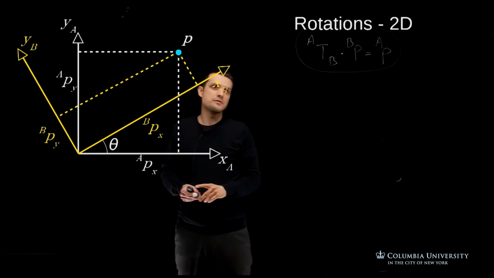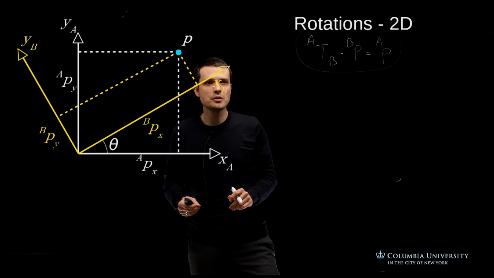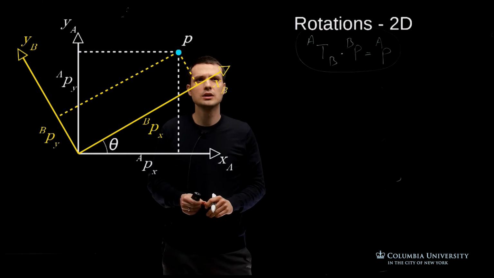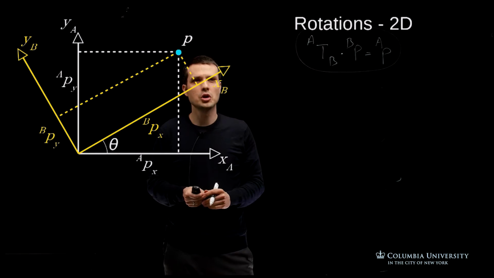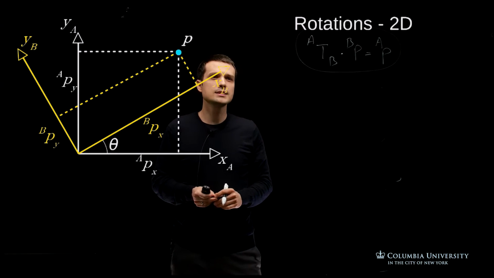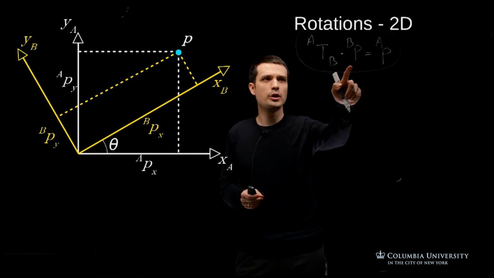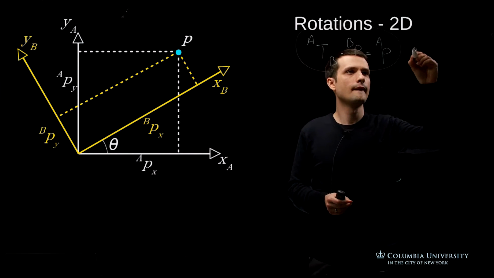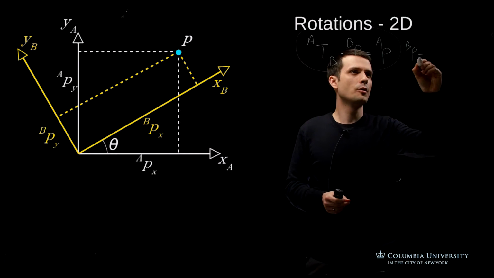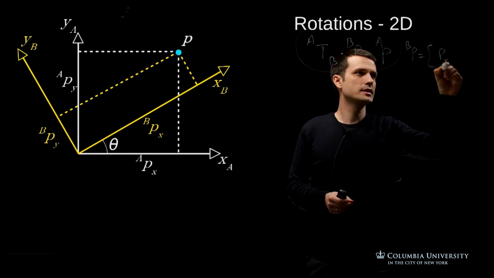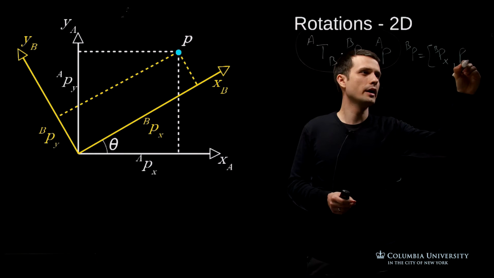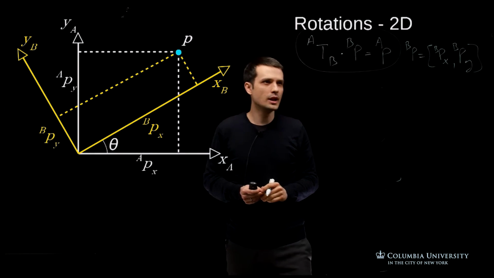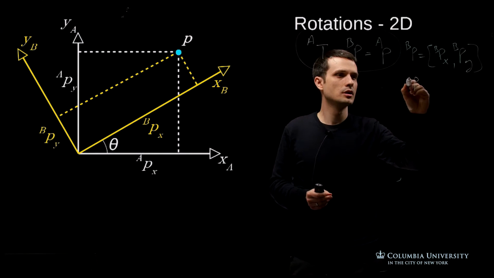What are these transform objects? So here we have coordinate frame A shown in white, coordinate frame B shown in yellow. And let's say we know the location of point P in coordinate frame B. So PB, which in our case is Px in coordinate frame B and Py in coordinate frame B, is given to us. What we'd like to do is compute PA.